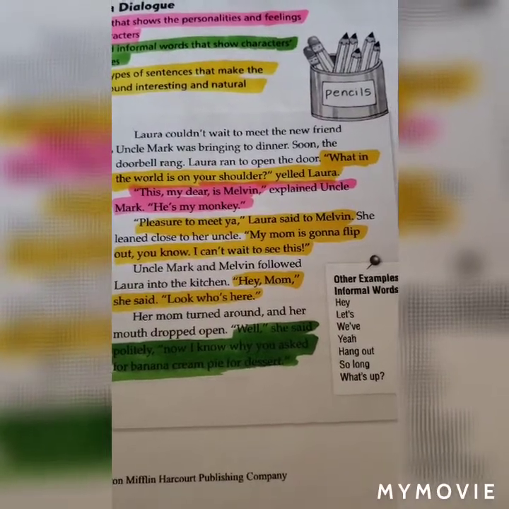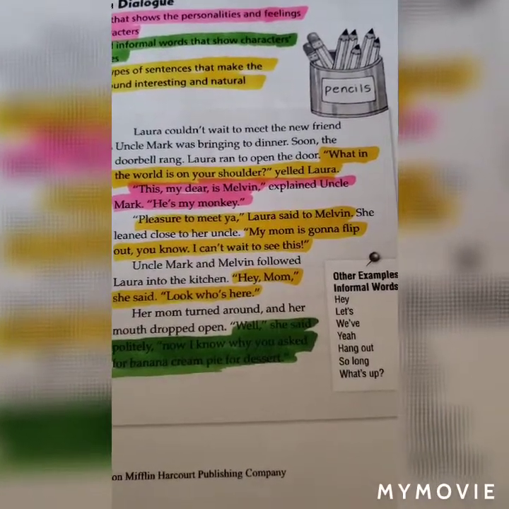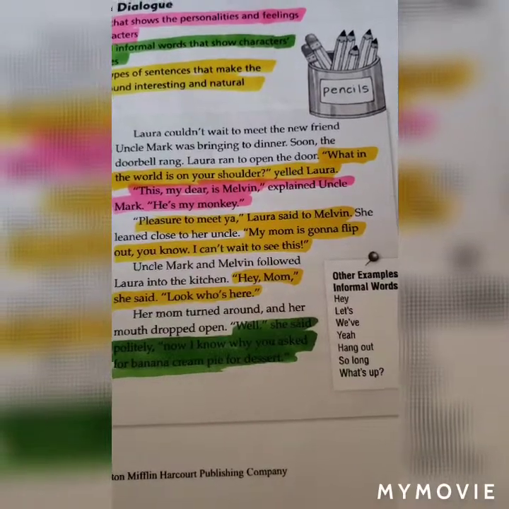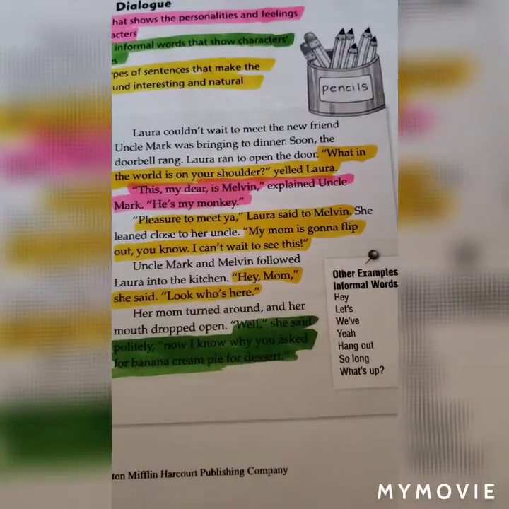"This, my dear, is Melvin," explained Uncle Mark. "He's my monkey."